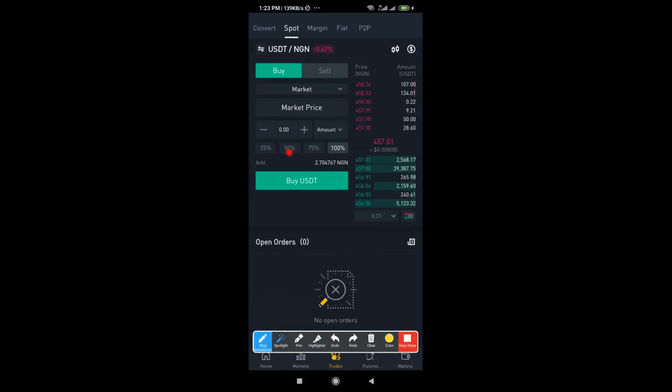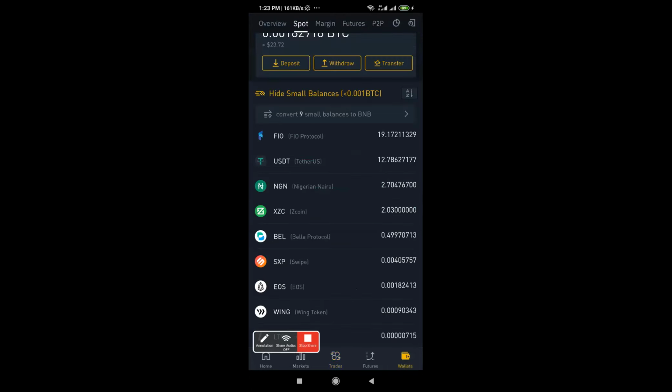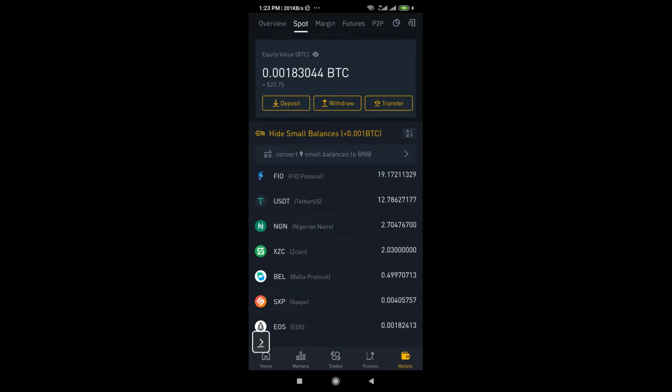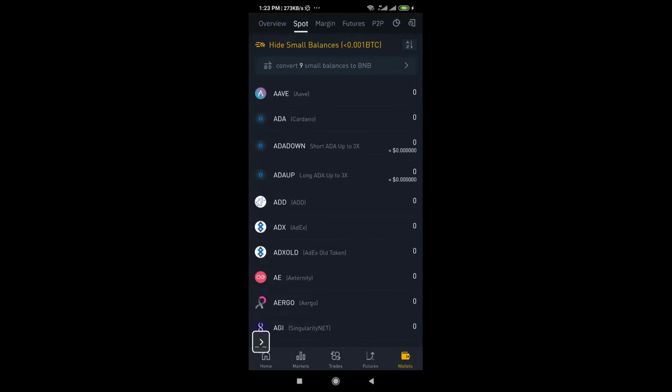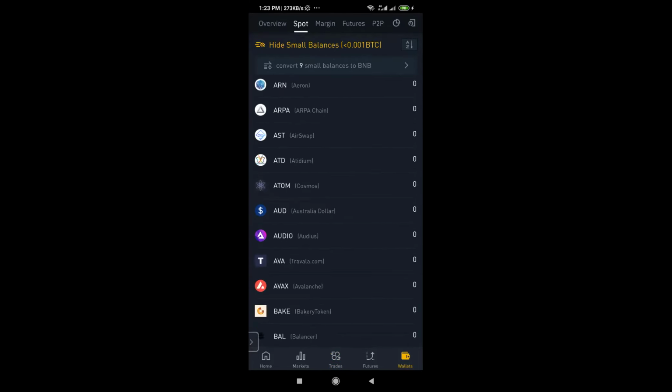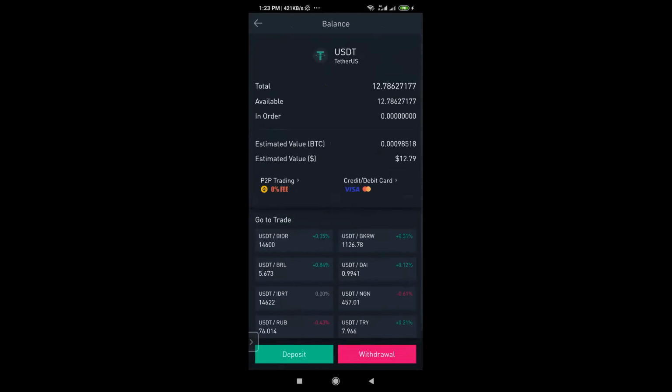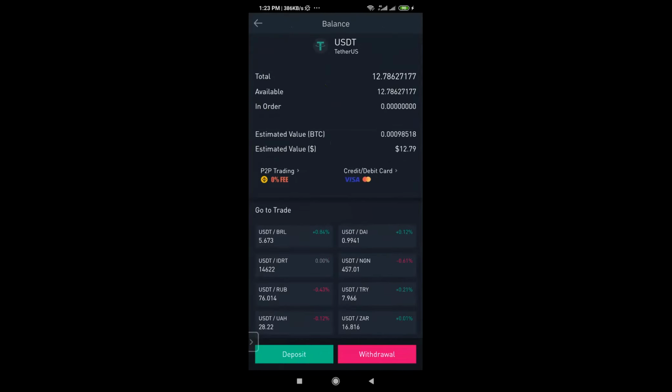Now, once I do that, I can come back to my wallet here. So I click on wallets. And if I buy that USDT, it will show here. Okay, it will show on one of these coins here. It will show on one of them. And once it does, I can actually withdraw it and transfer to my wallet.